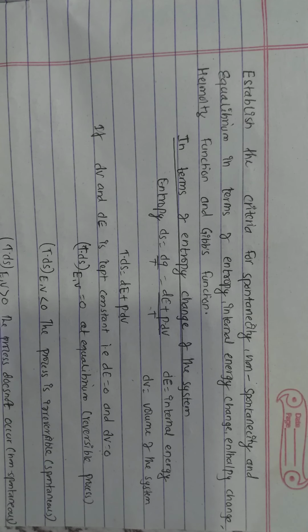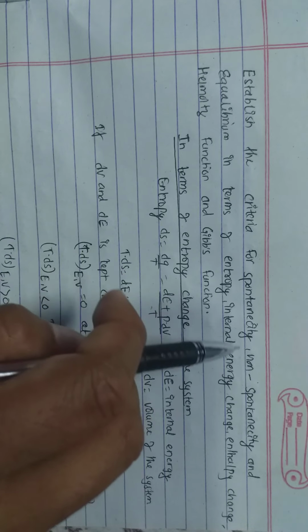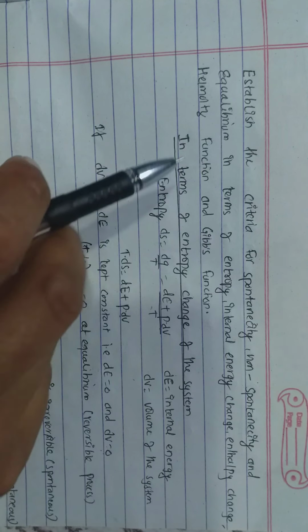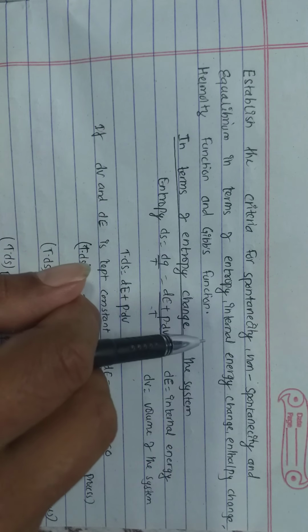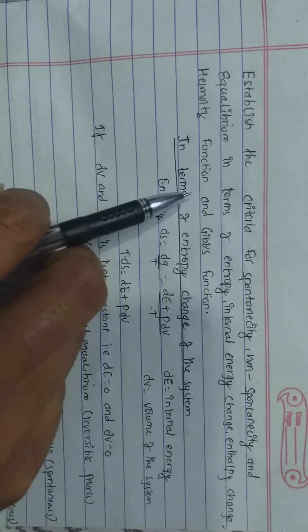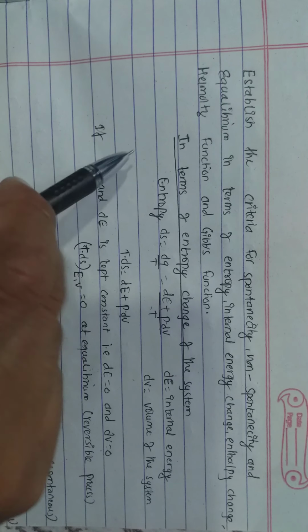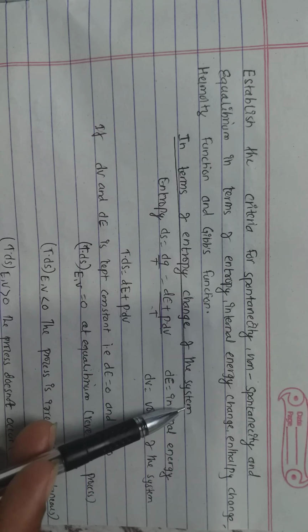Hello student, today we are going to derive a very important question from the examination point of view. Let us look at the question. Establish the criteria for spontaneity, non-spontaneity and equilibrium in terms of entropy, internal energy change and entropy change, Helmholtz function and Gibbs function. At first, we'll do it in terms of entropy change of the system.